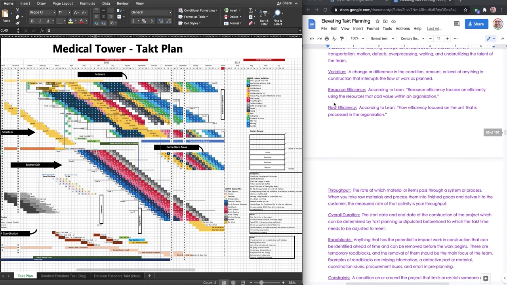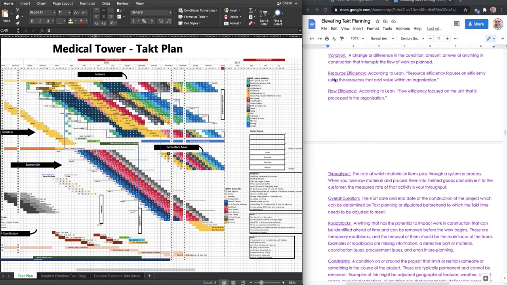Waste is pretty common in lean language. Variation, that means a change or a difference. Sometimes, well actually in any takt plan there's going to be variation. Like let's say you're in July 6th and this activity number 4 doesn't start on time. If that was delayed and pushed back, that efficiency gap right there would most likely be caused by variation, and variation is something that within a takt plan we want to see immediately. And so I hope that little example helped you.